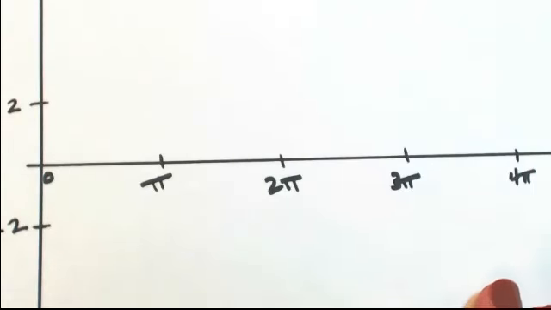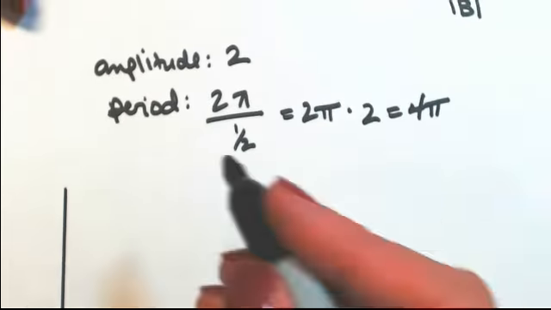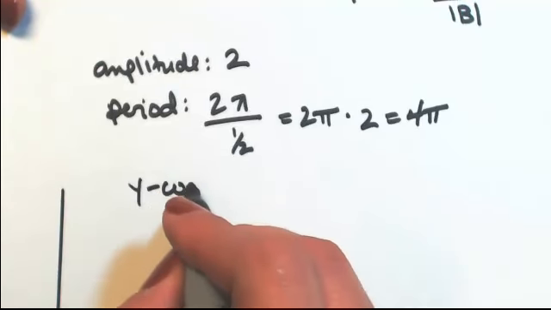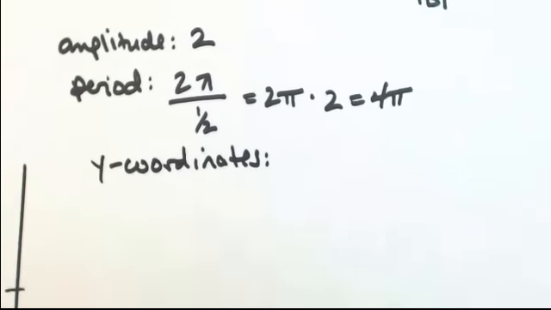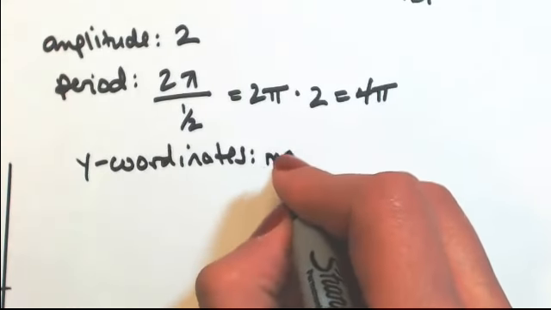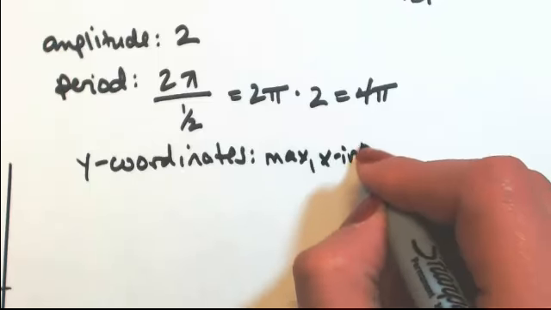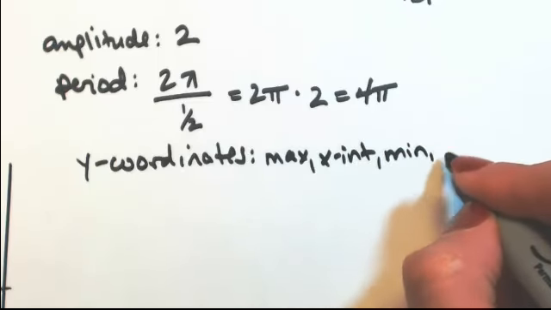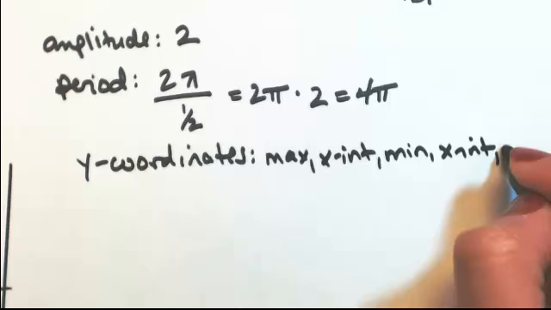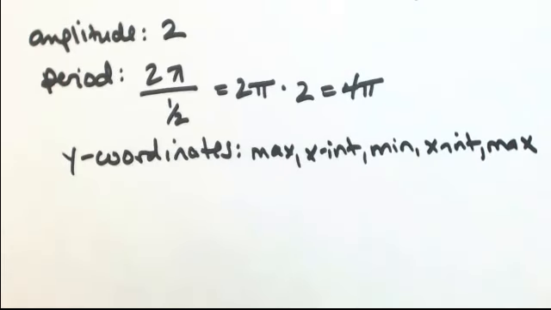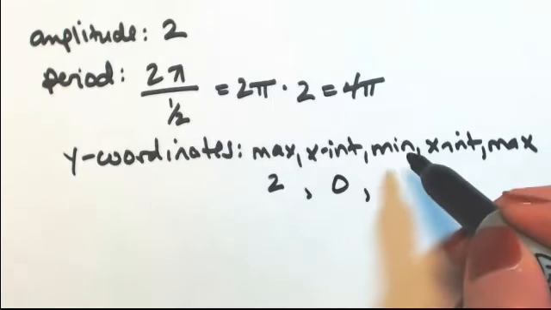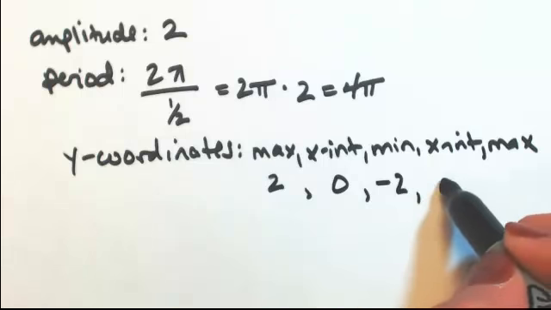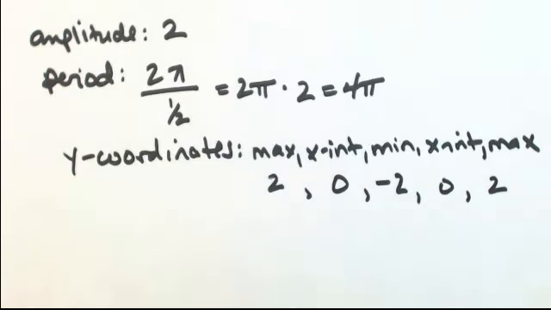Okay, so let's look at what the pattern is for cosine. So if I want to look at my y-coordinates, the pattern of cosine starts with a max, followed by an x-intercept, then a min, x-intercept, back to a max. So since the amplitude is 2, our max is going to be 2. X-intercepts are always 0. The min would then be -2, back to a max of 2.